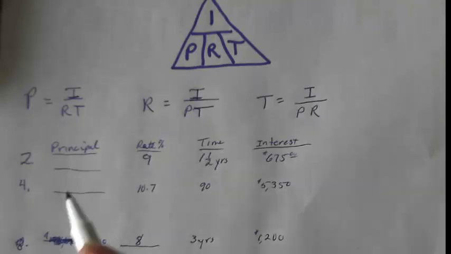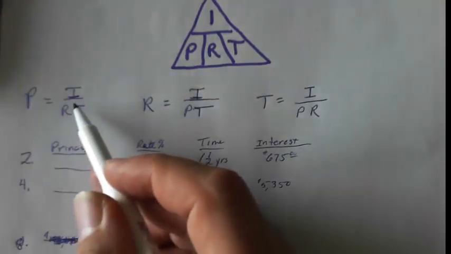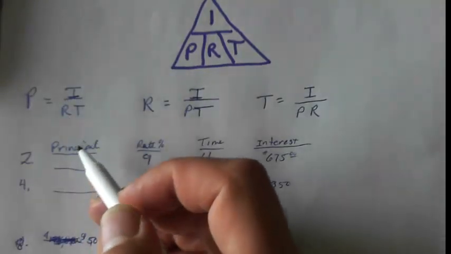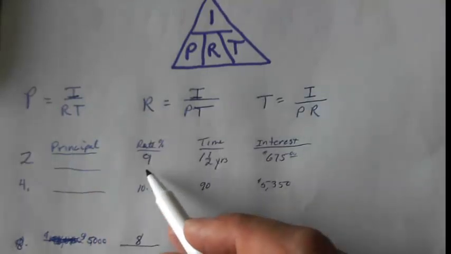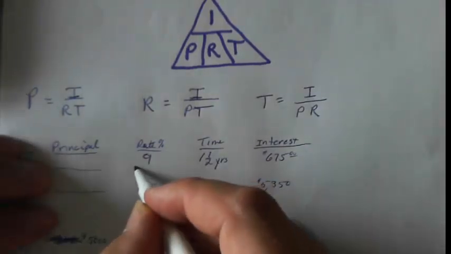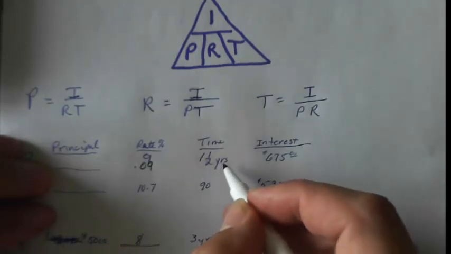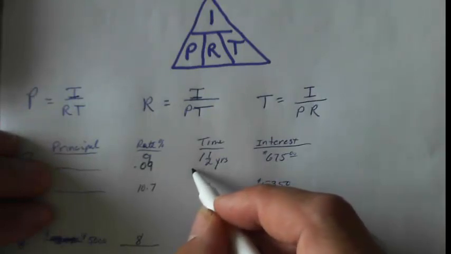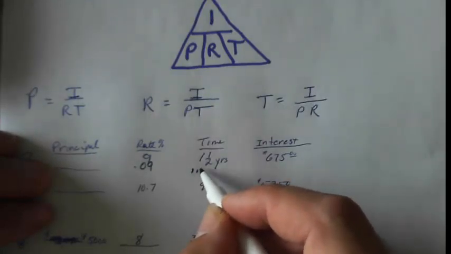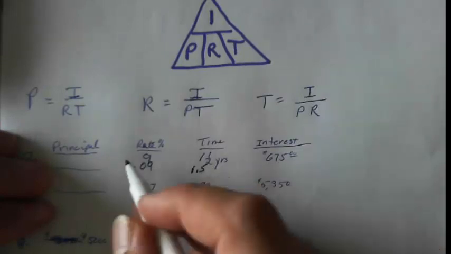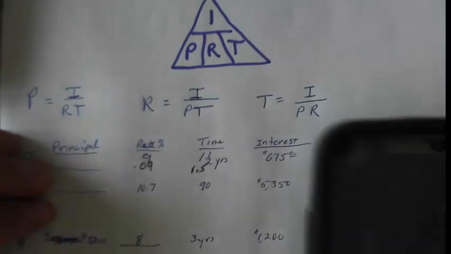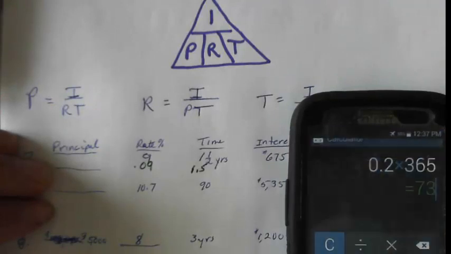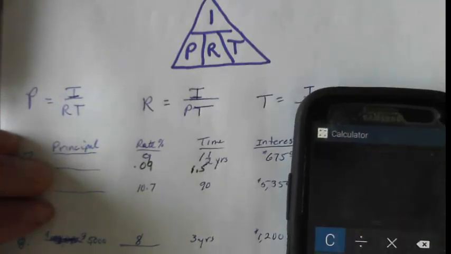The first section is asking you to find the principal. Well, that means interest is divided by rate times time. So on number 2, if the rate is 9%, we change that to a decimal. Our time is in years, which is good. So that is going to be 1.5. Okay, and they want you to find that first, rate times time. So we're going to get our calculator up here. So we have 0.09 times 1.5 equals.